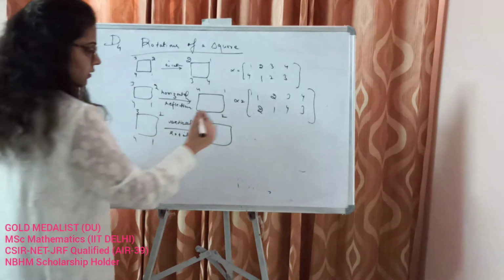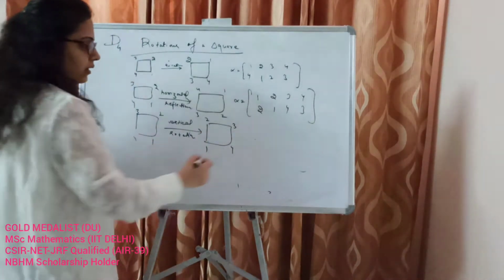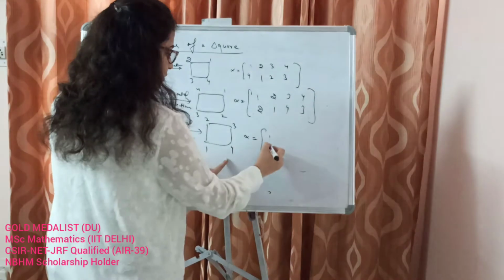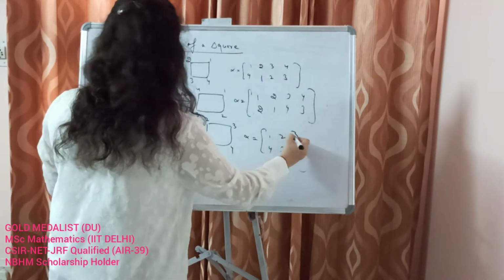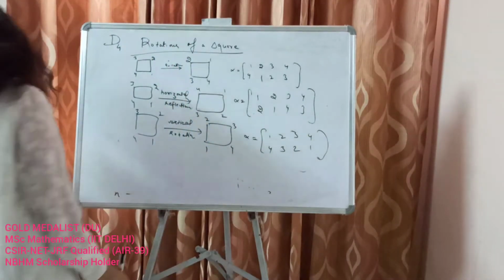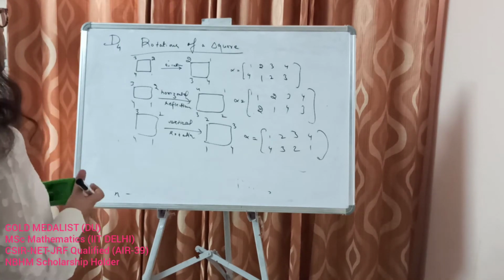Flipping this way, okay, so this is 3, 4, 2, 1. What is the value of alpha here? 1 goes to 4, 2 goes to 3, 3 goes to 2, and 4 goes to 1. So this is the permutation. Can we have something called identity?